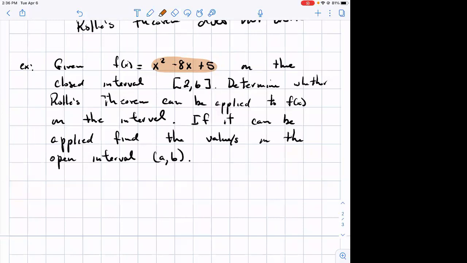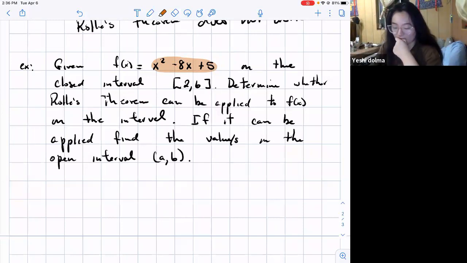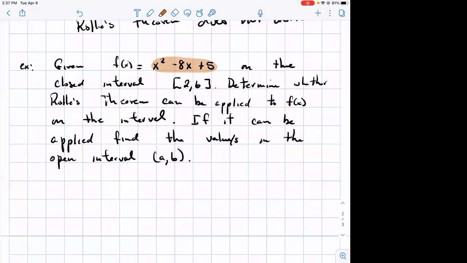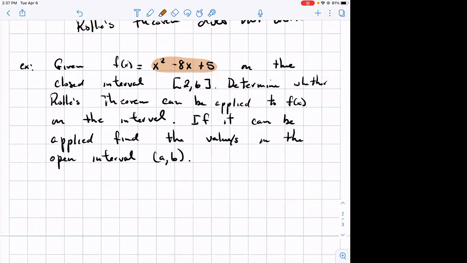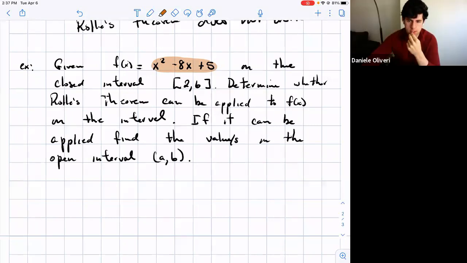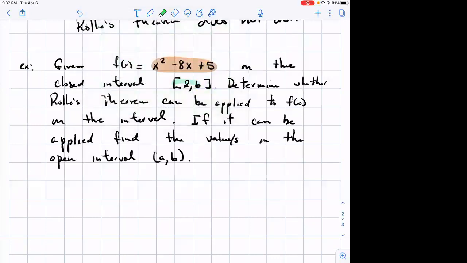Is this function on the closed interval? It is 2 and 6, no? You asking me or you telling me? No, it is. It's continuous on a closed interval 2 and 6. Yes, the interval is given to you guys. It's right here, given to you, 2, 6.